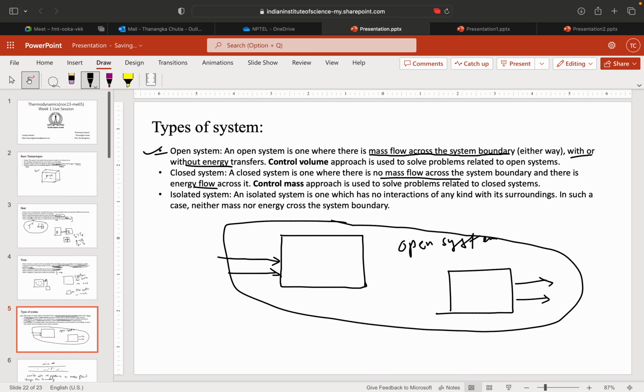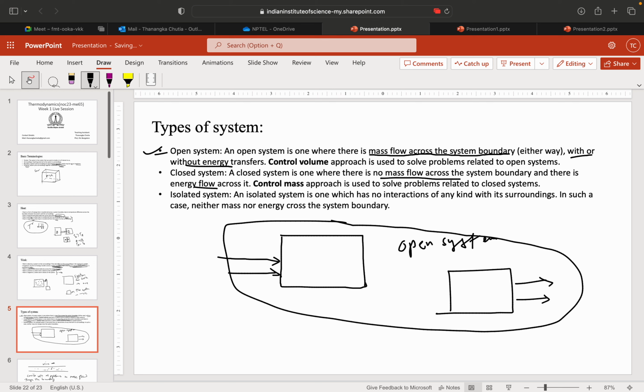Now we went on to see the different types of systems, and once again it depends on which system you choose. An open system is one in which mass interaction takes place, and energy transfer may or may not take place. A closed system is one in which energy transfer takes place but mass transfer does not, so the mass is always conserved there. An isolated system is one in which neither mass nor energy transfer takes place, and the universe is a good example of an isolated system.